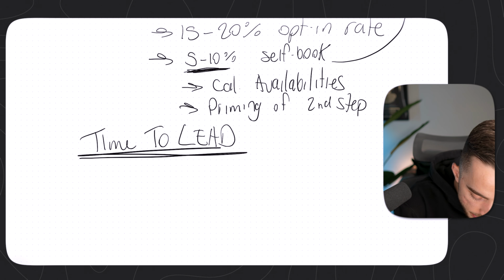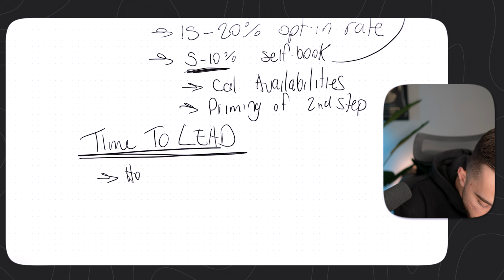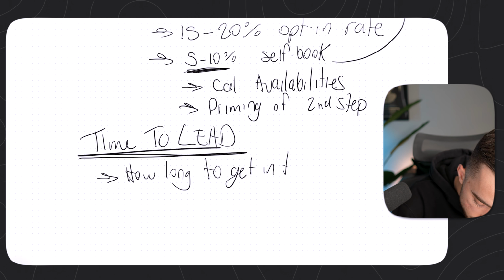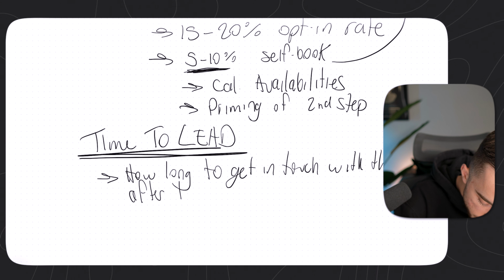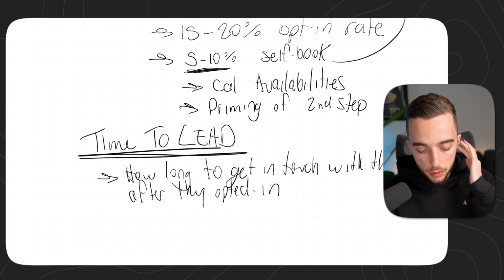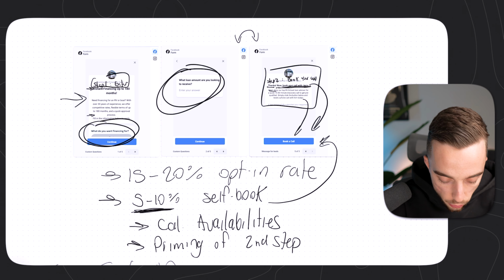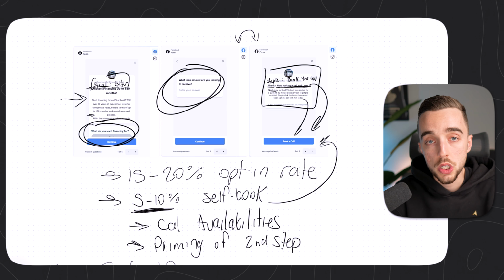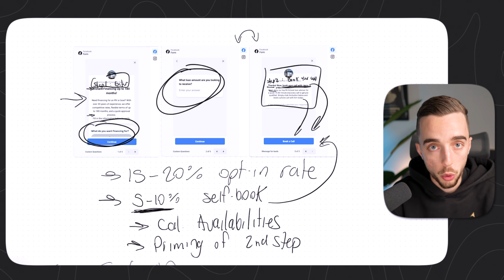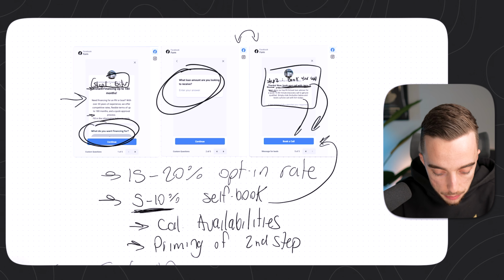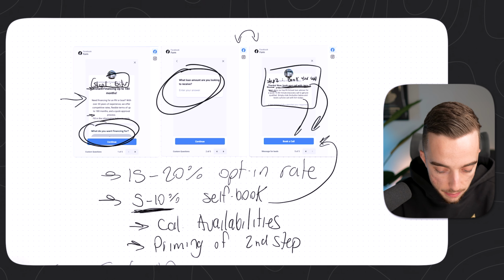What does that mean? It's basically how long it takes to get in touch with the lead after they opted in. So it's pretty simple, right? When somebody filled out this Facebook form, how long did it take before somebody got in touch with them from your team? Okay. You'd be surprised by how many people get this wrong.